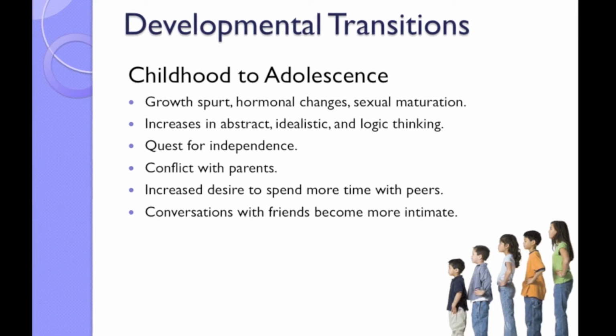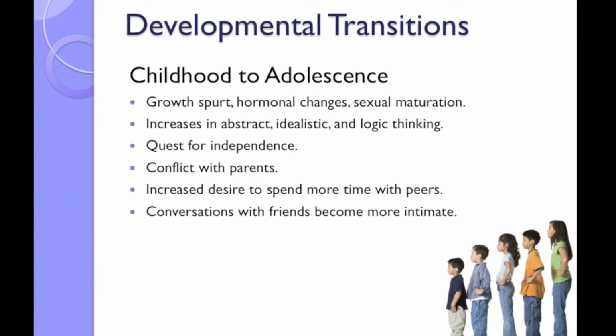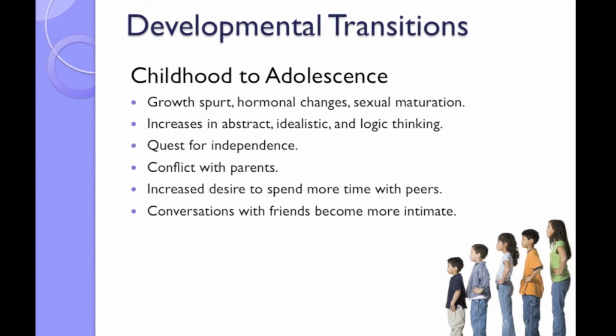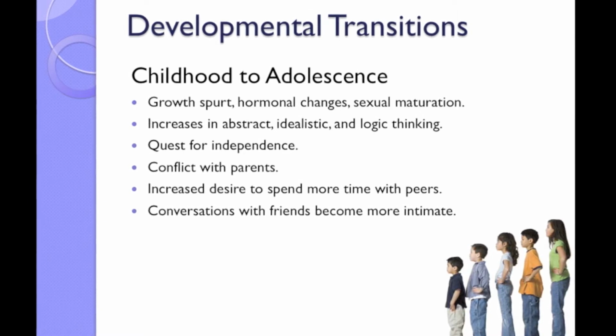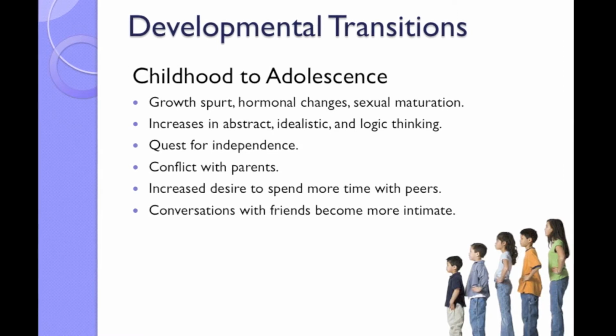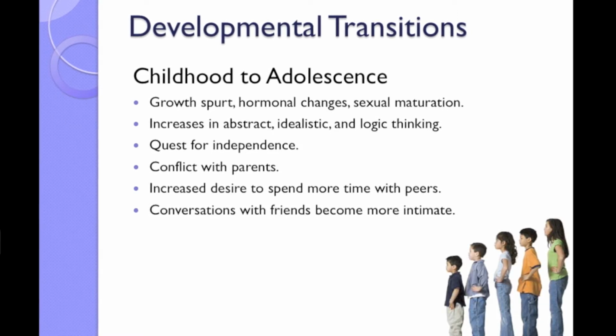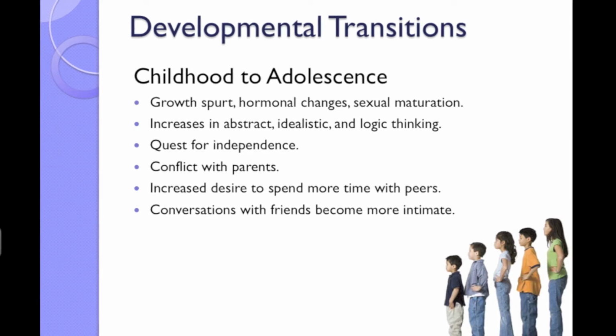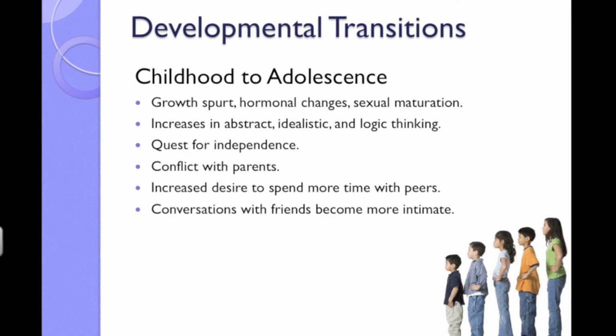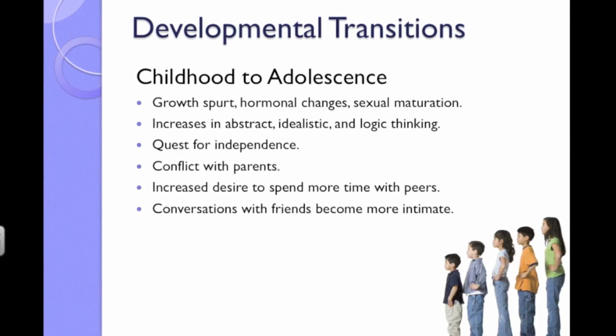Changes in the brain during this period enable adolescents to increase their abstract, idealistic, and logical thinking abilities. Adolescents begin to think in more egocentric ways. They often act as if they are on stage. Socio-emotional changes include the quest for independence, conflict with parents, and a desire to spend more time with peers. Achievement, both academic and personal, becomes a primary focus. Increased sexual maturation, which is a biological process, often produces a greater interest in pursuing romantic relationships.